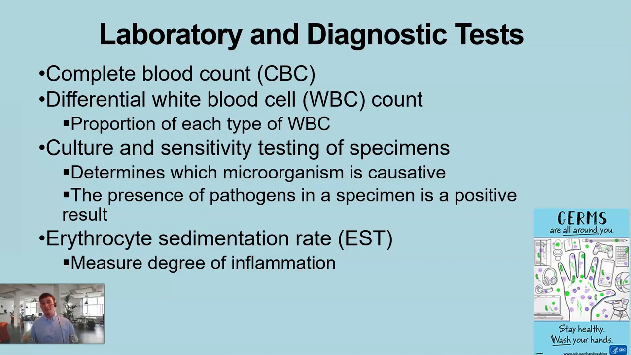A shift to the left, a higher percentage of neutrophils than normal, indicates an infection. So again, a shift to the left: a relative increase in the immature formation of blood cells, those neutrophils, indicates infection.